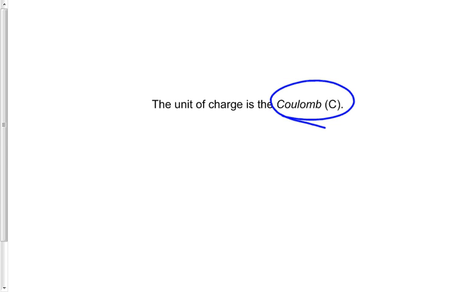The unit of charge is called the Coulomb. Does anybody remember, either off the top of their head or by looking at your data sheet, what the charge of an electron is? 10 to the negative 14? No. It is 10 to the negative 19. What's the first number? The base. 1.60. Did you check your data sheet, or did you just remember that? Okay.